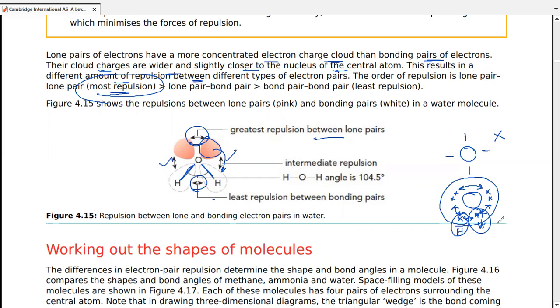I hope my drawing is clear enough, right? I have poor drawing skills, so that's probably the best I can do. Is this clear enough? Yes, sir. These poorly drawn dots and crosses are actually the bond pairs. So this repulsion would be the maximum, this would be moderate, and this would be least.